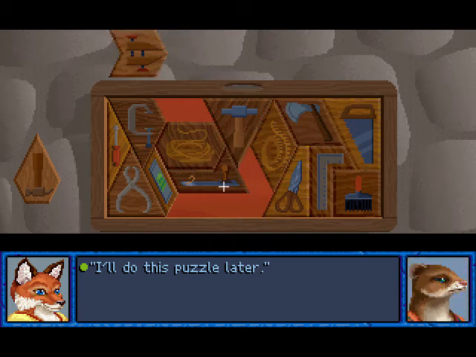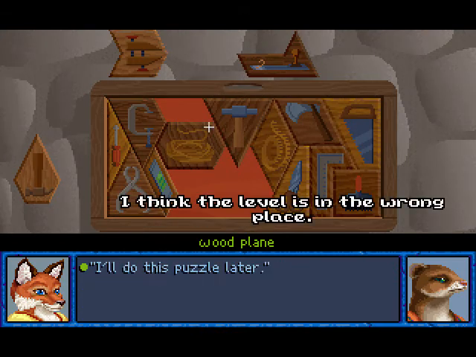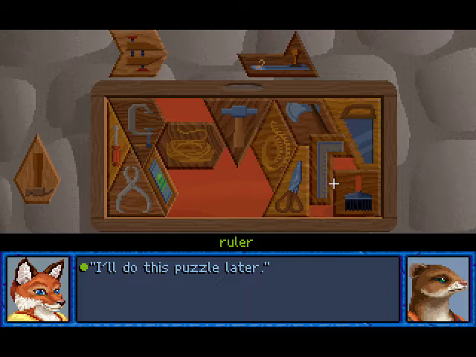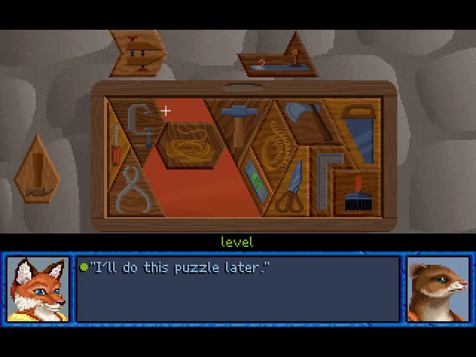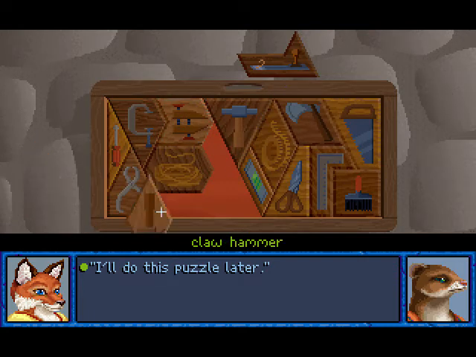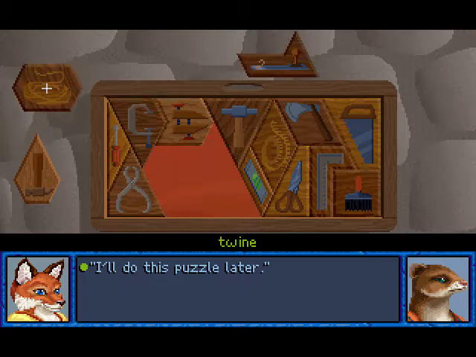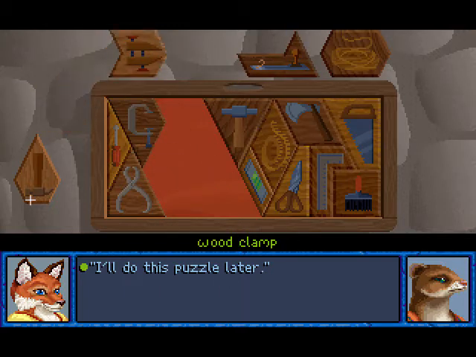Alright, I would have done this differently, you know. I think the level is in the wrong place. I don't know what that is. Ruler. This a level? No. We're getting there, don't worry, hold on.